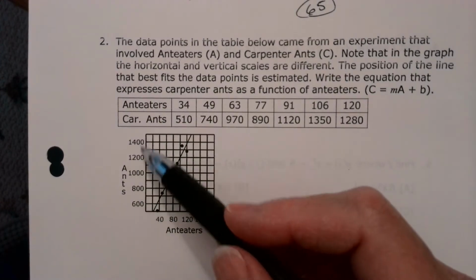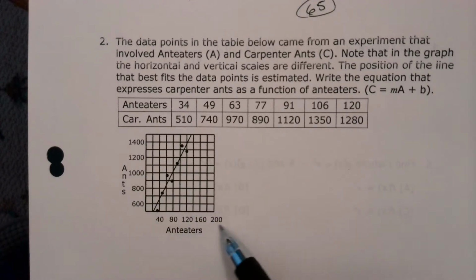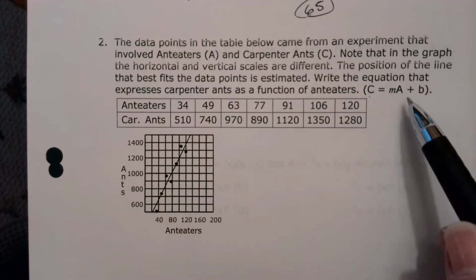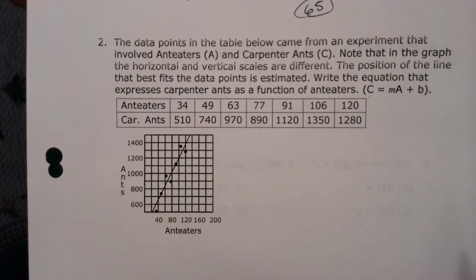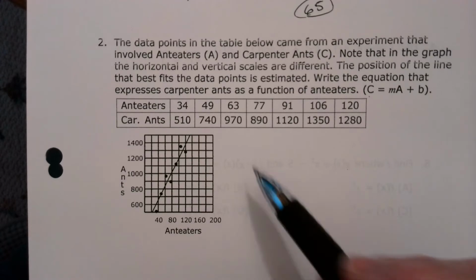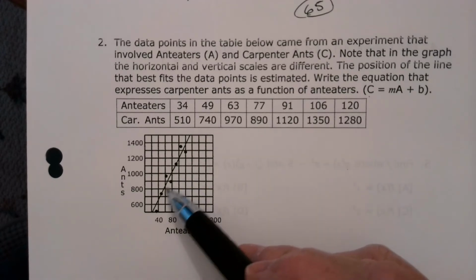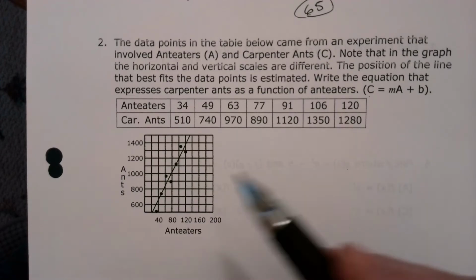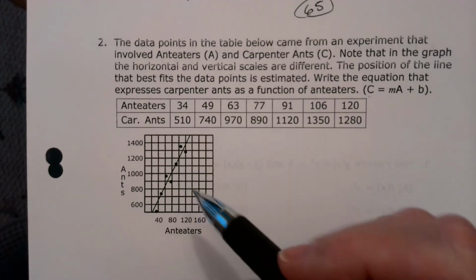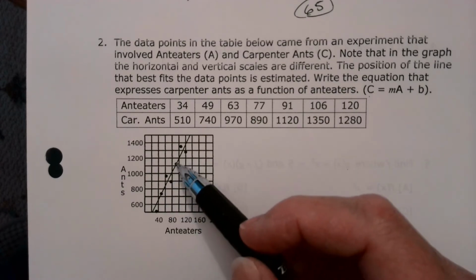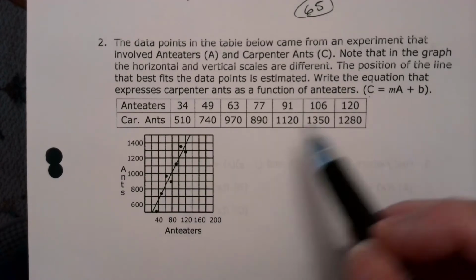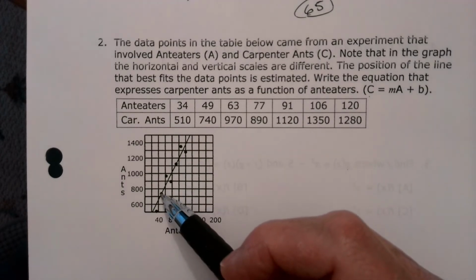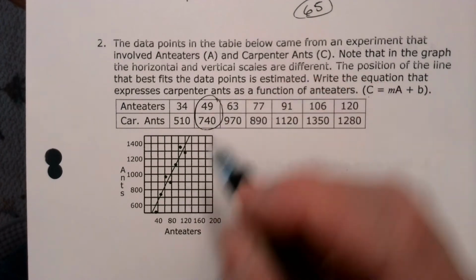So the carpenter ants are like your y, the anteaters are your x. So you got C for carpenter ants here and anteaters for your x. Okay, so this right here is the points themselves. What we want is points that are on the line. So we do see that there's 2 points that hit the line. If I can figure out which ones of those they are, then I could do that.